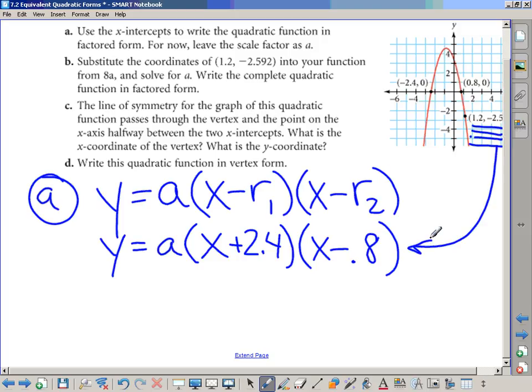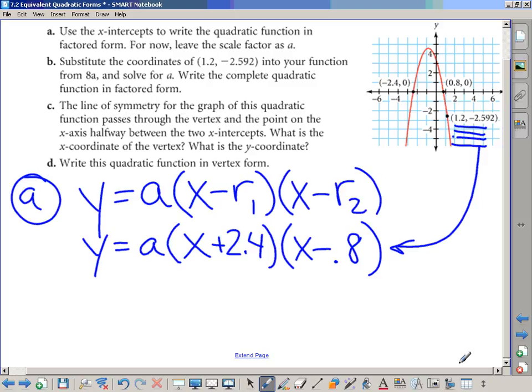Plug in 1.2 for x, negative 2.592 for y. Sorry, it's off the screen a little bit. There you go. Negative 2.592. If you didn't do this problem, if you got stuck and you gave up, you should be writing right now. We're plugging negative 2.592 in for y and 1.2 in for x in this equation. What's the only letter that we're not replacing? A. So guess what we're going to solve for? A. We're going to find the dilation.